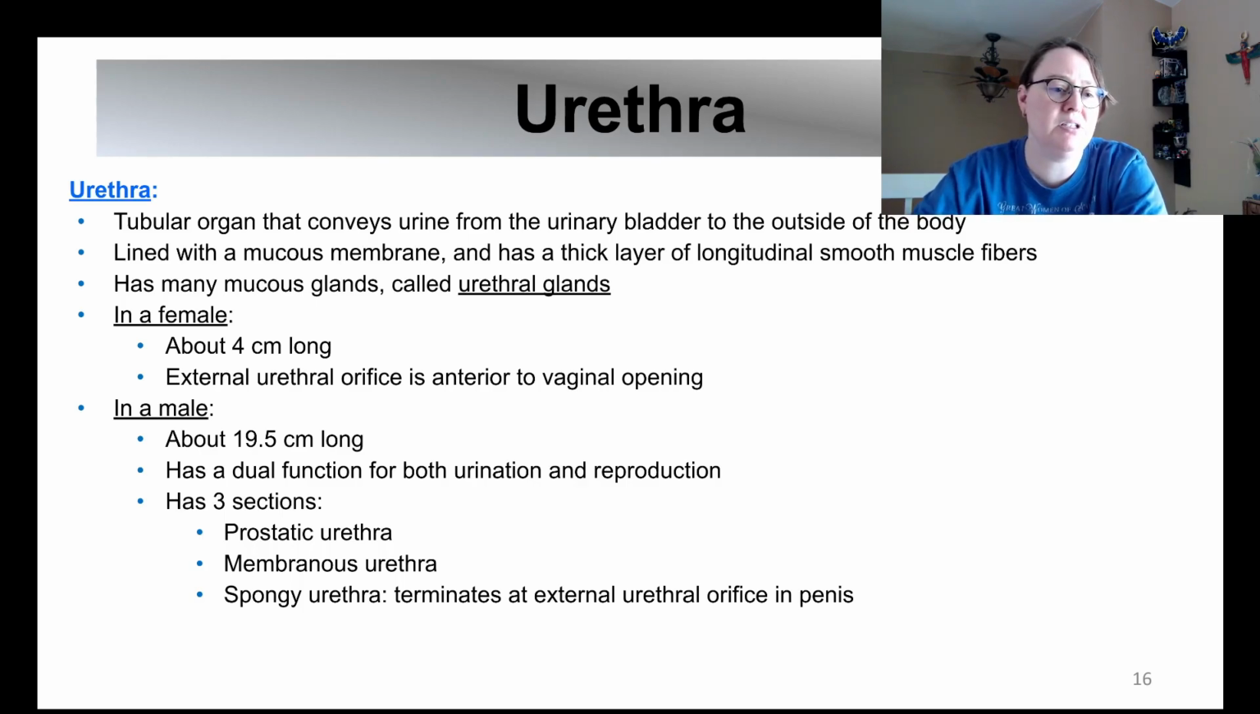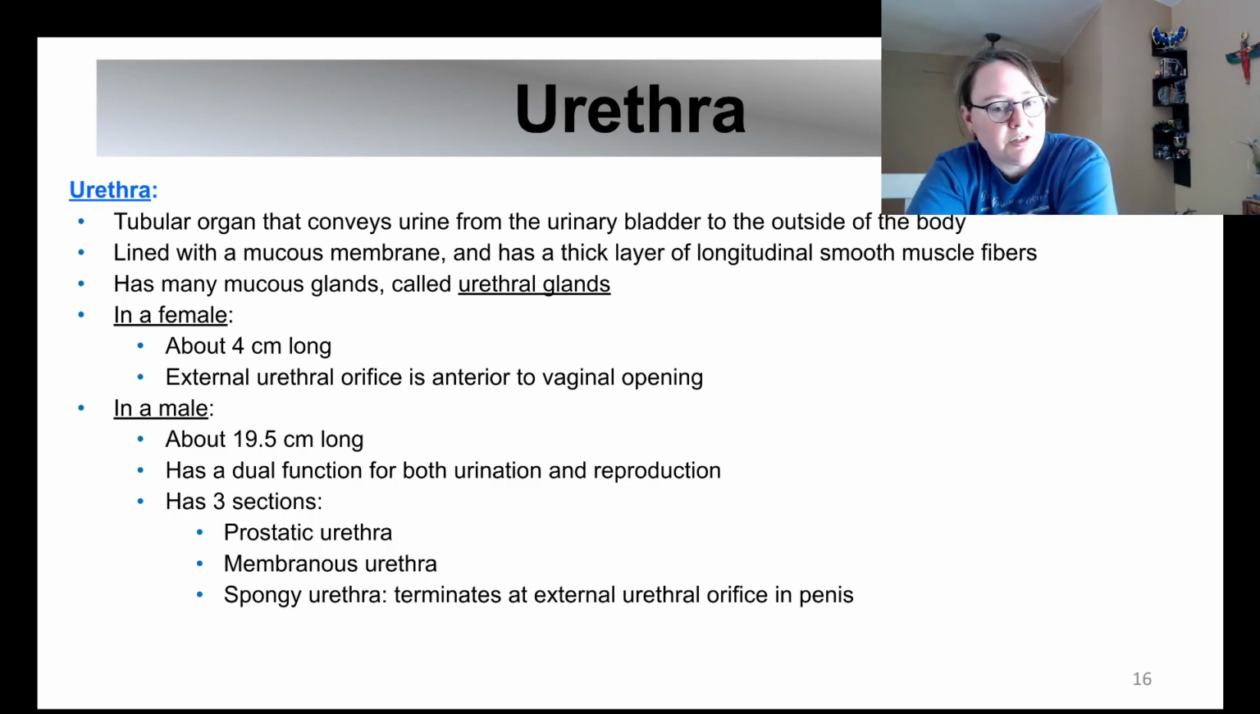So anyway, the urethra is a tubular organ that conveys urine from the urinary bladder to outside of the body. It's lined with a mucous membrane, again for protection. It has a thick layer of longitudinal smooth muscle, again peristalsis, go wee, and many mucus glands called urethral glands. In us females, it's about 4 centimeters long. And yeah, I wish I had a way to go to the bathroom standing up when I go camping, but no. So the external urethral orifice is anterior to the vaginal opening.